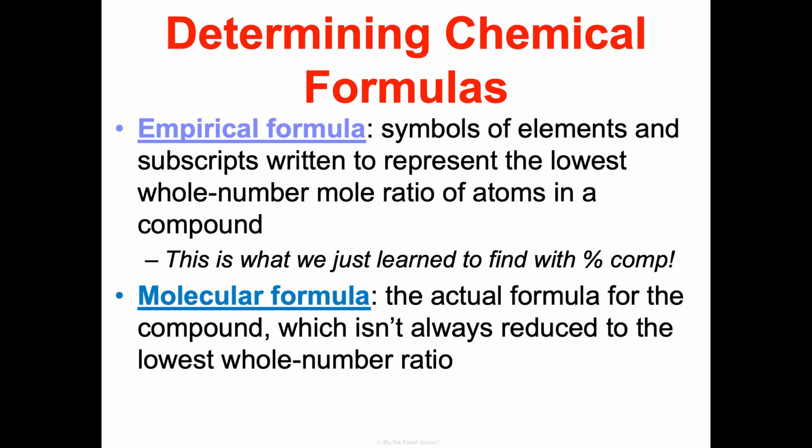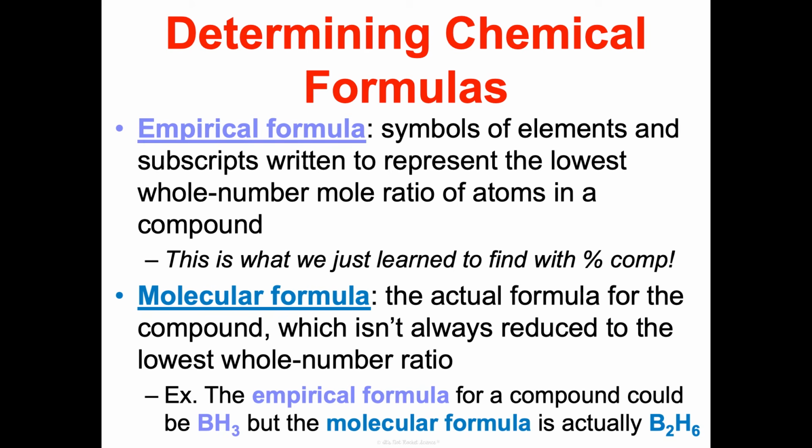Now, the molecular formula is the actual formula for the compound, which isn't necessarily always reduced to the lowest whole number ratio. For example, the empirical formula for a compound could be BH3, but the molecular formula is B2H6. See how that's just 2 times this? The empirical is the reduced, simplest version; the molecular is the actual version.